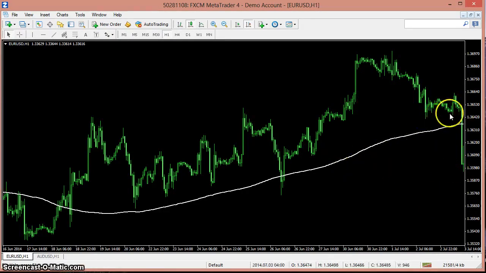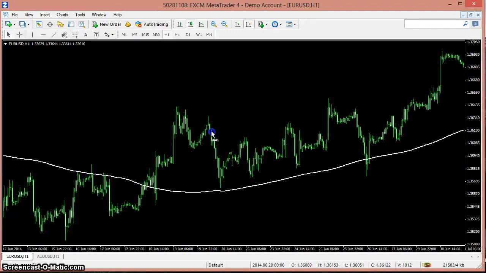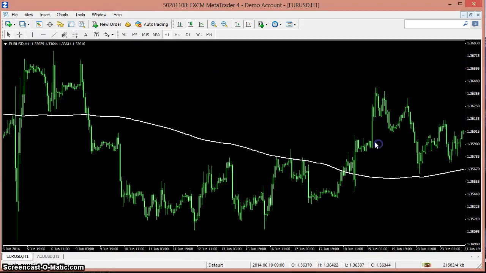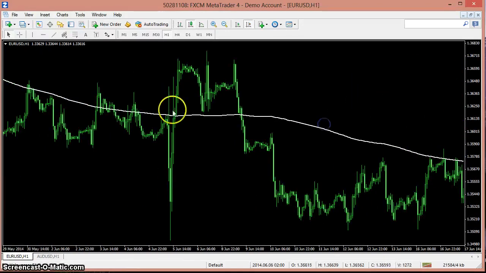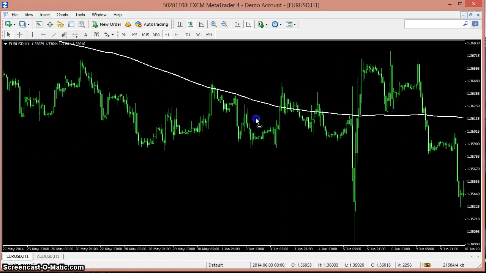Typically, when you see very powerful moves through the average, that can signal the start of a trend. This would be another example. The price was below and very quickly broke above the average, and that could have been an example or maybe even an indication that a new trend was forming.